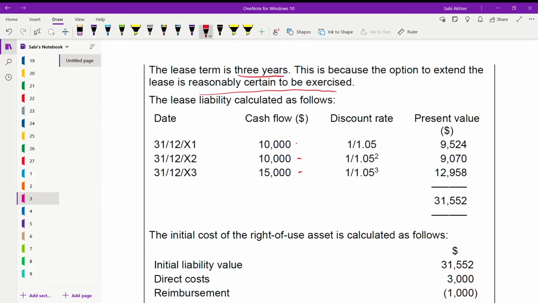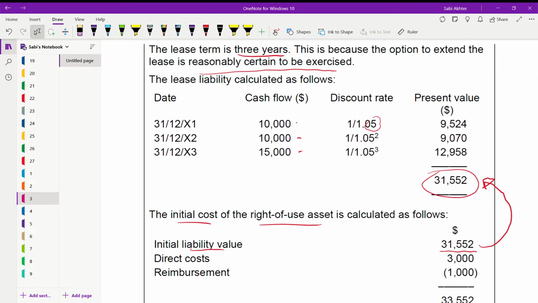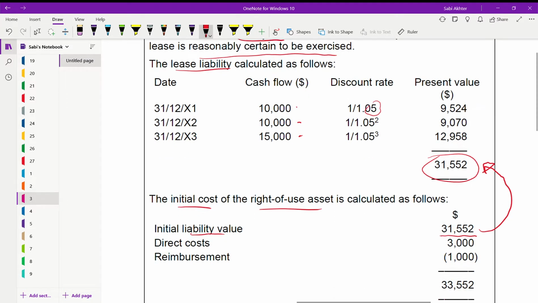The initial ones we have to discount by 5%. After we discount, we get this present value. Next, the initial cost of the right of use asset. What is the initial cost of the right of use asset? Three things are there. Initial liability value, which is 3152. You get it from here, because this is the lease liability.